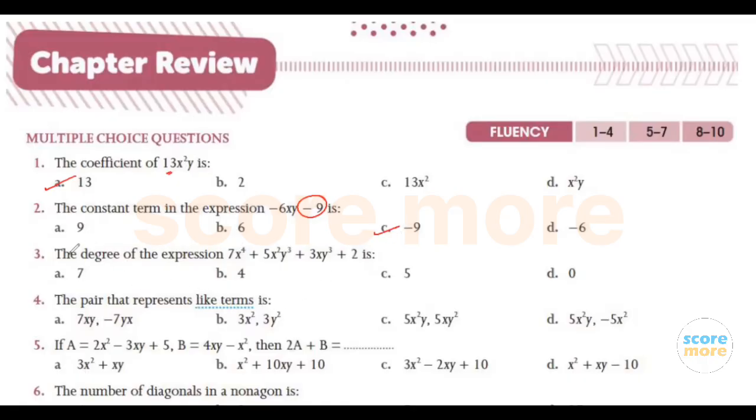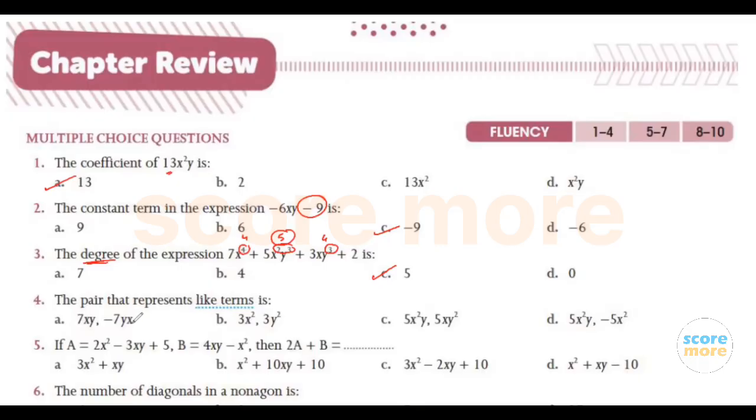Third question: the degree of the expression 7x is to 4. तो बच्चों डिग्री का मतलब होता है वेरिएबल की हाईएस्ट पावर इन दी एक्सप्रेशन. यहाँ पे हाईएस्ट पावर 4 है. आफ्टरवर्ड्स 2 + 3 5, 3 and 1 4. तो 4, 5 and 4. So we can say highest power is 5. So degree is 5.